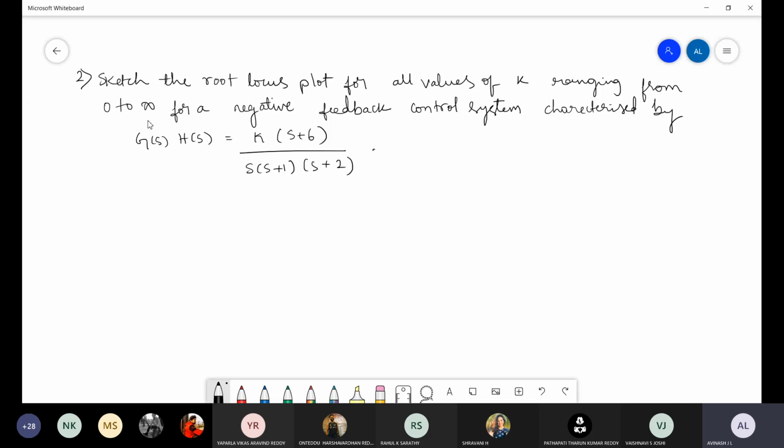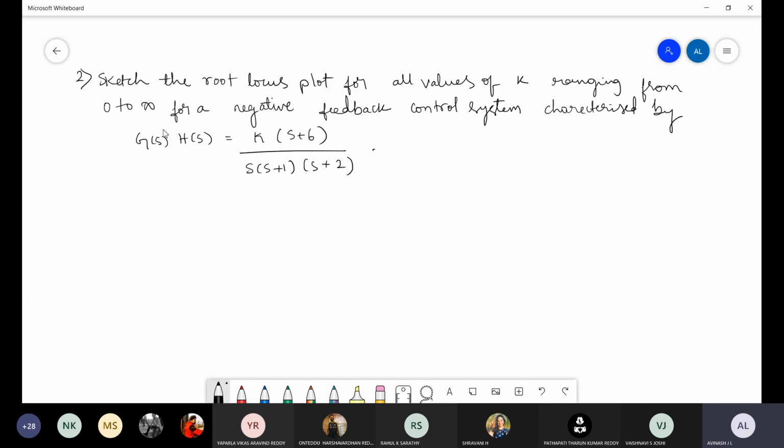Now, compared to the last numerical, this numerical has a slight difference. So what is that particular difference? The difference is very simple: we have a zero also in this particular numerical. In the previous numerical, only poles were there. Now here we have zeros also. That is the question.